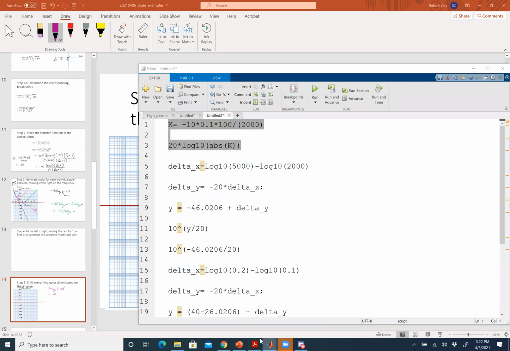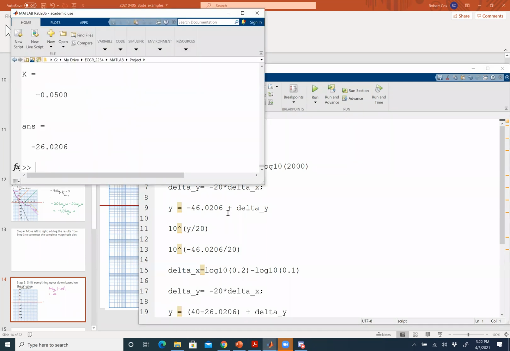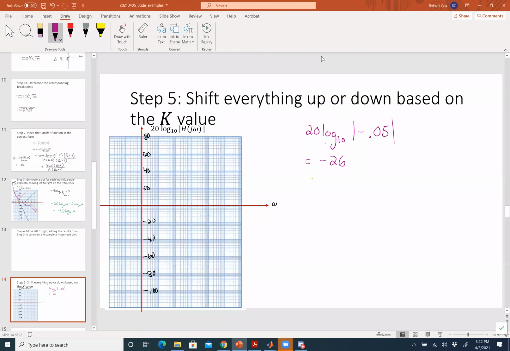Negative 26.0206. That means shift the whole graph down, the whole entire thing, by negative 26.0206. Now that negative in front has nothing to do with that negative 0.05, because I take 20 log 10 of the absolute value. This thing's a magnitude, and I'm taking the log of a magnitude.